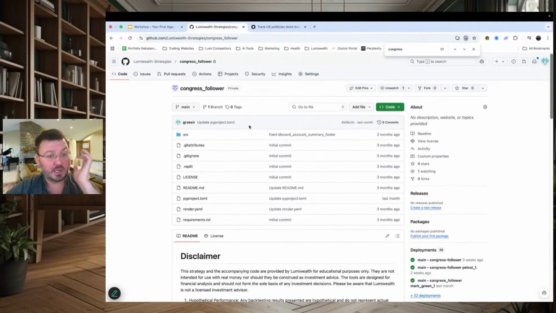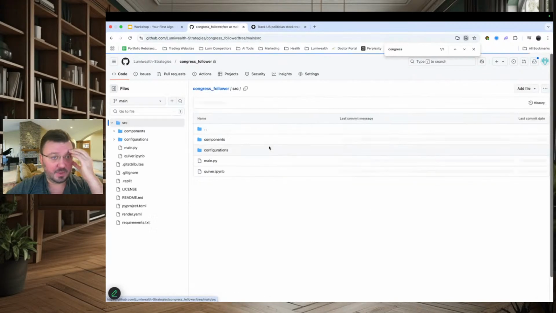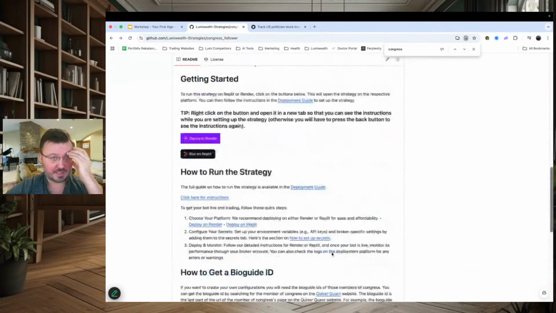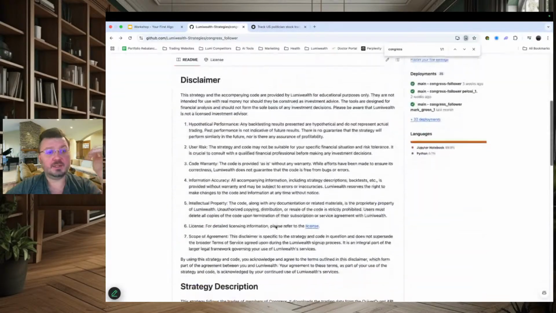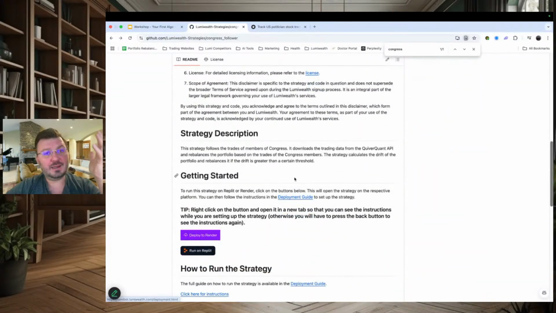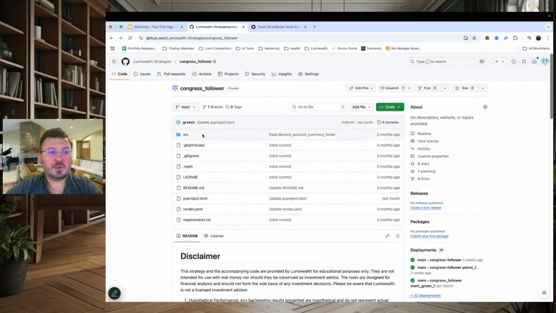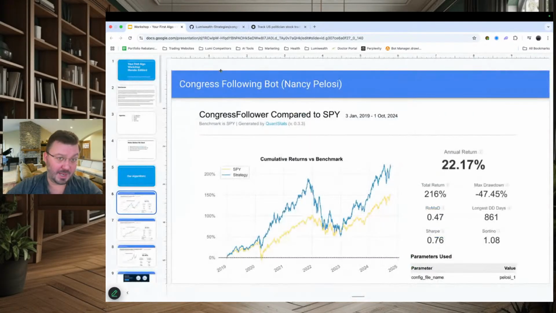Also, while we're in here, this one doesn't actually have all the back tests in it, but you can see that this is very easy to run. It's a single button click, and you can get this thing off the ground very quickly, right? You could also change this, by the way. This is only following Nancy Pelosi, but you can follow a lot of other people, right?